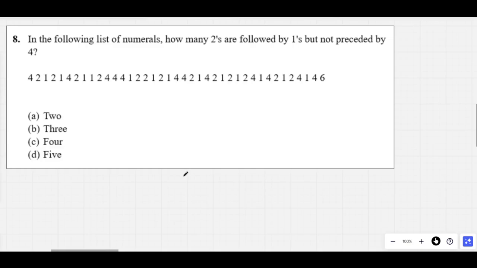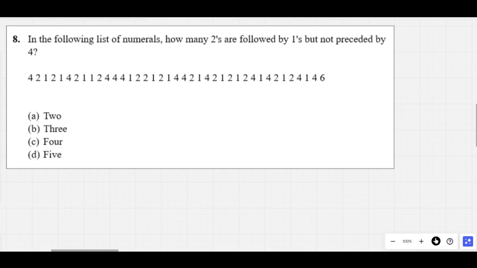In the following list of numerals, how many 2's are followed by 1's but not preceded by 4? Okay, so we have a question here. In the following list of numerals, how many 2's are followed by 1's but not preceded by 4?